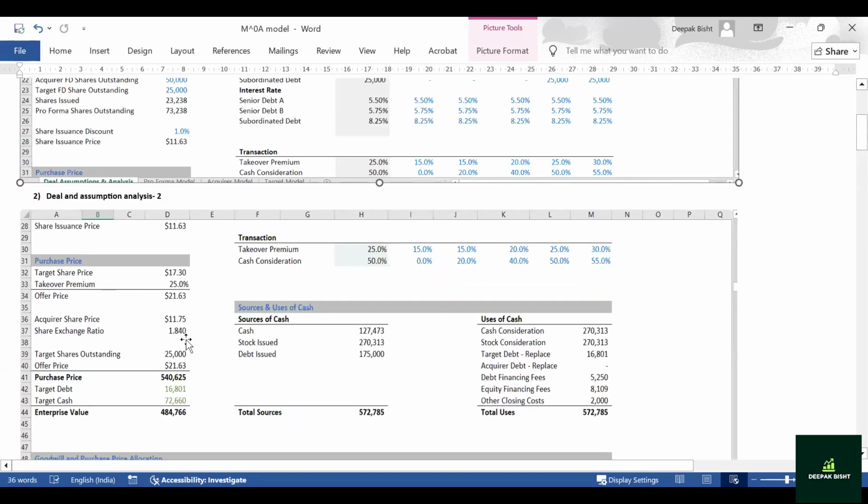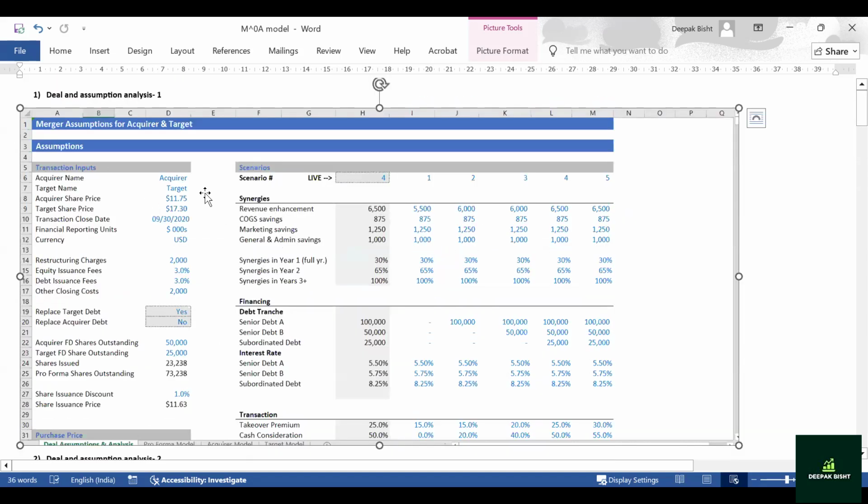On the basis of these, we are going to make the transaction inputs: acquirer, target, acquirer share price is this much, target share price is this much, transaction close date is this. We are reporting these numbers in thousands, currency is USD. Restructuring charges are this much, which is what we are going to pay to the institutions doing the restructuring for us. Equity issuance fee is 3%, debt issuance fee is 3%, other closing costs are 2000. So equity and debt issuance costs will also help us calculate the rate.